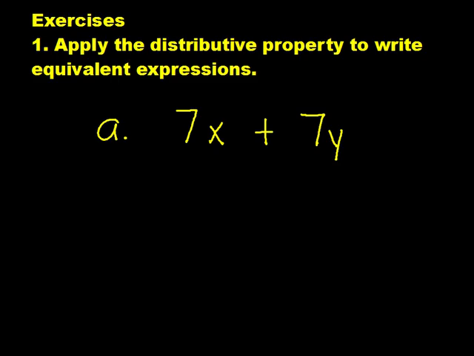So letter A, the common factor here is 7. So I'll put 7 on the outside, and I'll put x plus y on the inside.